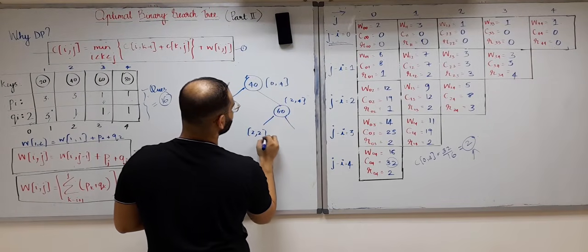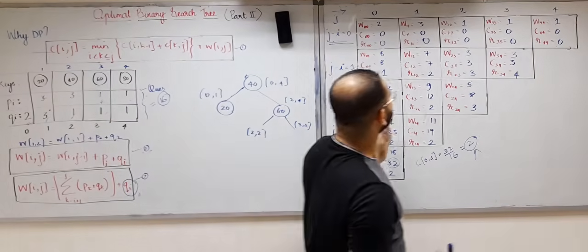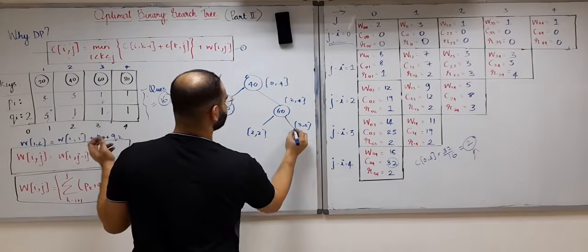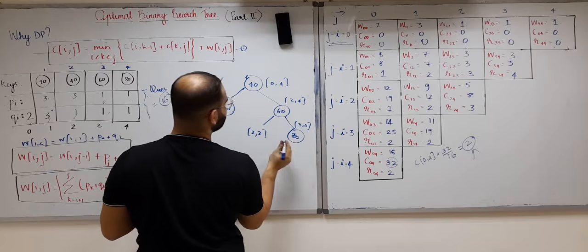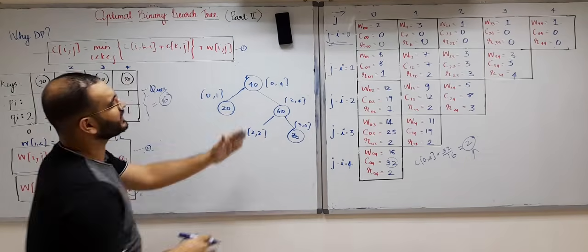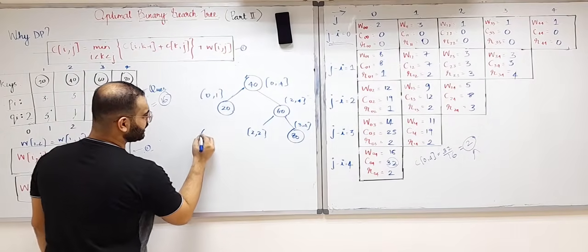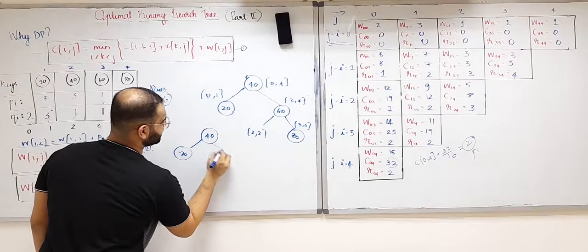2,2 and 3,4. Do we have a cell for 3,4? Yes, we have, and its root is 4. So you will come to know by yourself that the fourth node will come on the right side of 60, and that is 80. So this is basically the structure of your optimal binary search tree, right? So this is your optimal binary search tree.